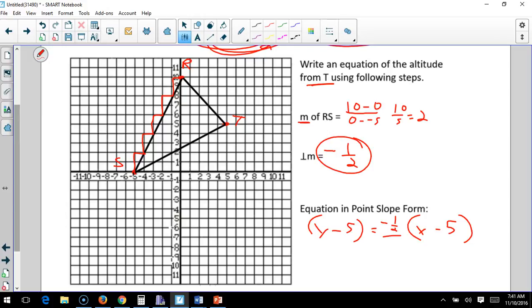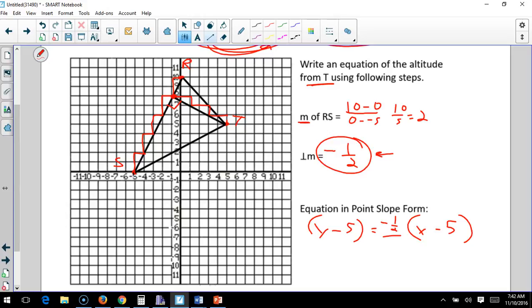Okay? Now, we didn't have to do that here, but let's see, where would that be? I'm going to go up 1, left 2, up 1, left 2, up 1, left 2. Here's the point of the altitude. And that does look like a 90-degree angle right there. Once again, we did not have to draw that in, but that's how you would draw it. You would just start from T and move according to this slope.